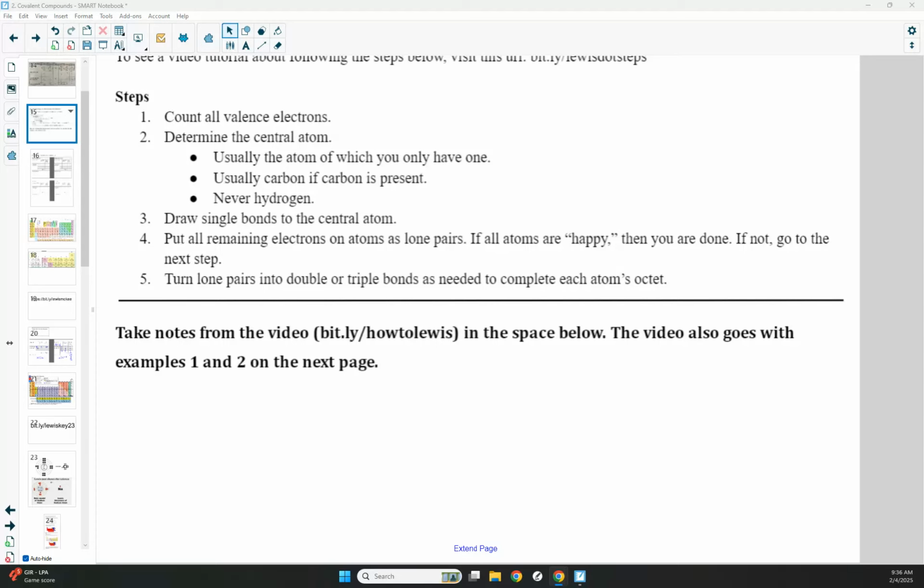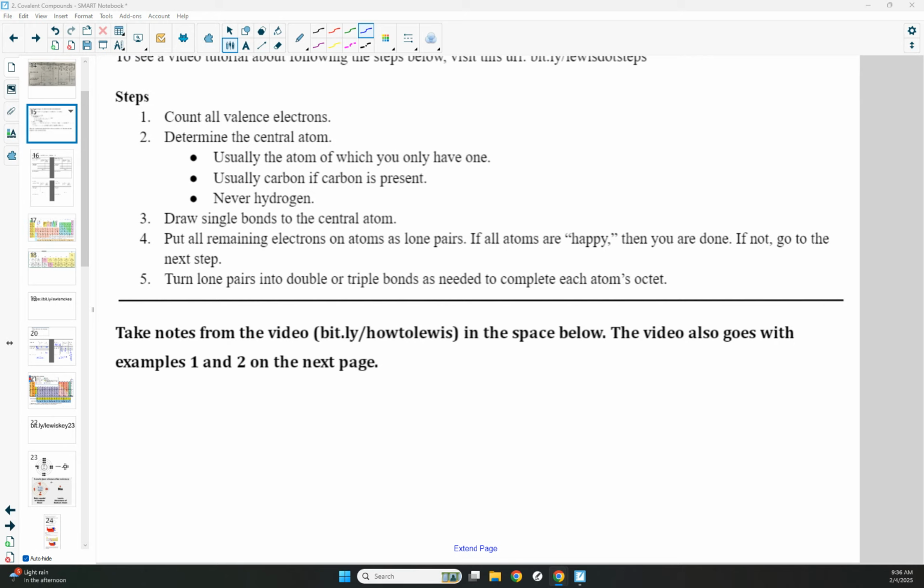Hello, chemistry students. Mr. McKee here, and we're going to talk about how to draw Lewis dot structures. Lewis dot structures give us a way of representing the electron structure of an atom and understanding how atoms bond together to form molecules and compounds. We can also use them for individual atoms, and we'll touch on that here briefly.